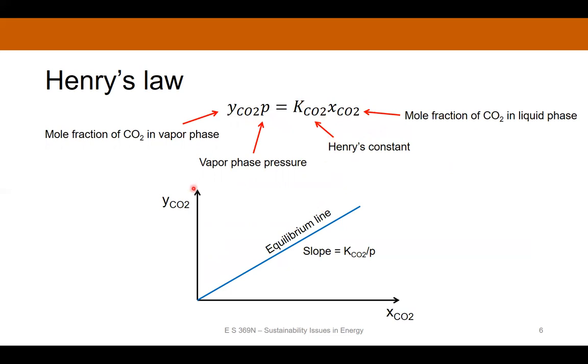And you can think about this as representing a linear relationship. So if I have a particular amount of CO2 in the vapor phase and a particular amount of CO2 in the liquid phase at equilibrium with the vapor phase, you should be able to draw a line that relates the two of them. And that line is going to have a slope of Henry's constant divided by the pressure, okay? So that's really all that this is saying. It's a very simple way of representing vapor and liquids at equilibrium.